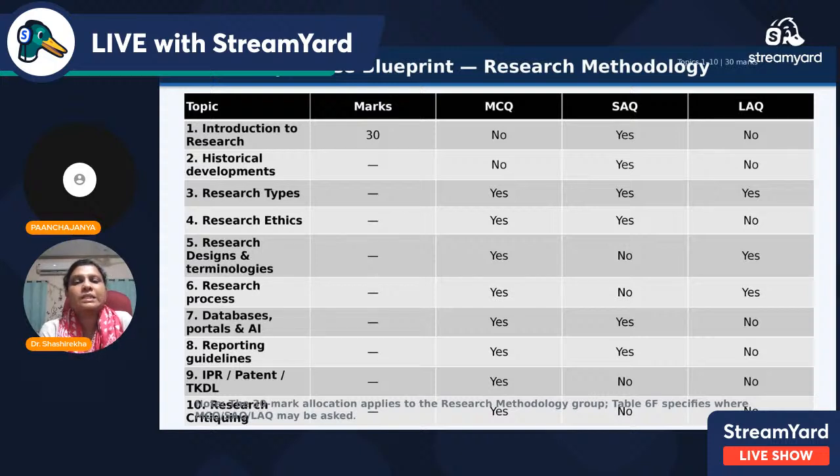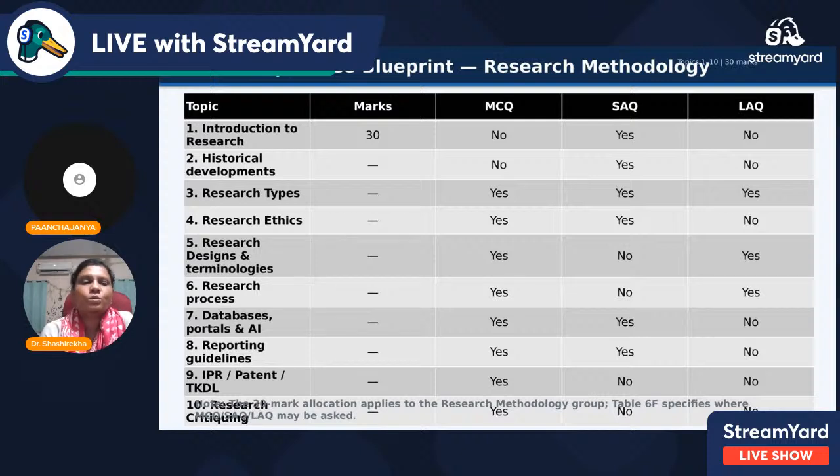Next is research types. This is a very, very important topic. Here you will be learning about different kinds of research, for example, primary research, secondary research, basic research, and many such. All these types you will get for MCQs also. They may ask questions taking a case scenario, asking what kind of research it is.